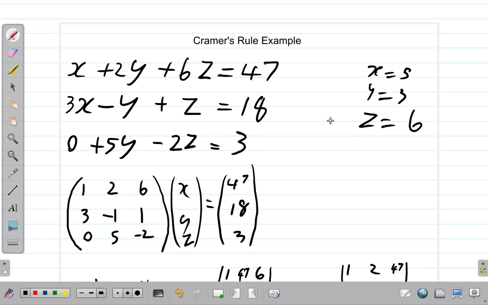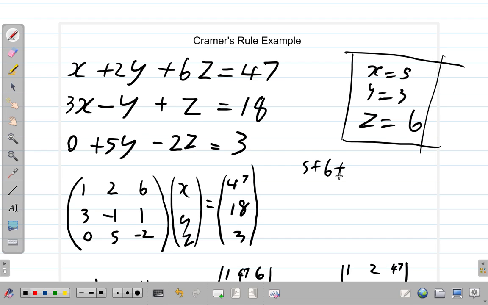Now, let's just test it a bit and see if it really works out. We have to make sure. X is 5, 5 plus 2 by y. Y is 3, 2 by 3 is 6, alright, plus 6 by z, 6 by 6 is 36. 36 and 6, that's 42 and 5, 47. It works for equation 1. Let's test equation 2. 3 times x, 3 times 5 is 15, minus 3 plus z, which is 6. 15 minus 3 is 12. 12 and 6, 18. Okay, it works for equation 1 and 2.